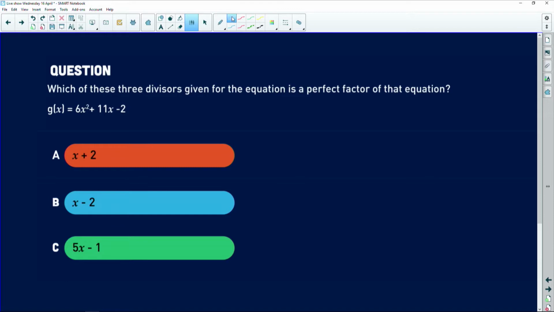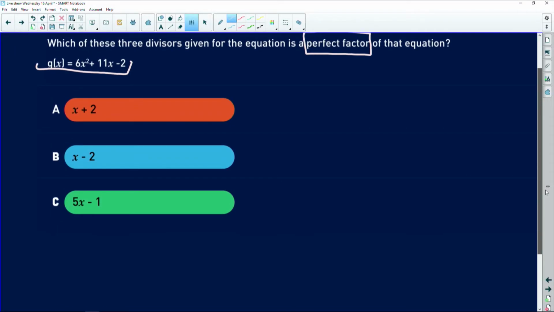It says, which of these three divisors given for the equation is a perfect factor of that equation? Okay, so we have our function equation here, and we're given three different divisors. The fact that they say perfect factor, guys, should immediately ring bells in your head. Because we've been doing remainder theorem and factor theorem, you should know that if something's a perfect factor of a polynomial, the remainder is going to be 0. If something divides perfectly into something else, there's not going to be anything left over. There's going to be 0 left over, no remainder.